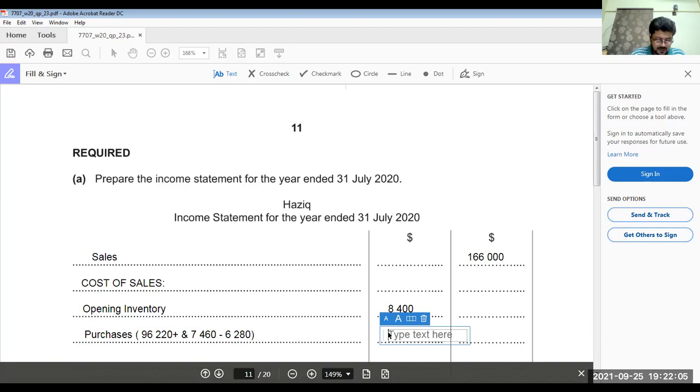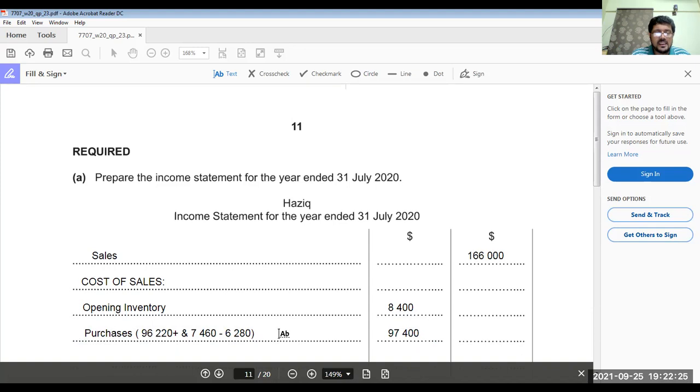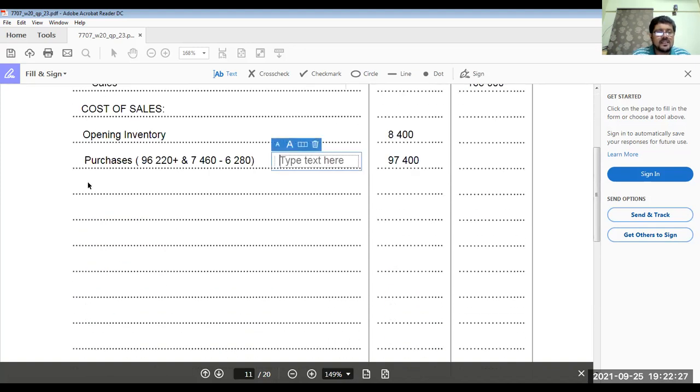So it would be 96,220 plus 7,460 minus 6,280, which is 97,400. 97,400 is the amount of purchases. Now what do we need? We need closing inventory. Now closing inventory.